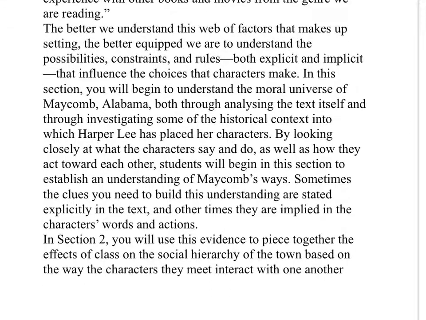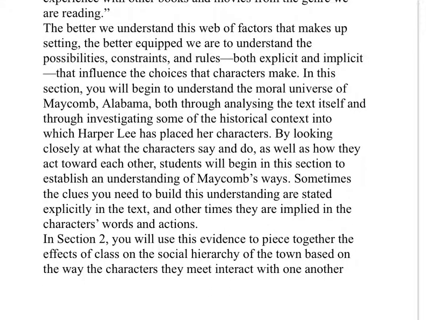In this section, you will begin to understand the moral universe of Maycomb, Alabama, both through analyzing the text itself and through investigating some of the historical context into which Harper Lee has placed her characters. By looking closely at what the characters say and do, as well as how they act towards each other, students will begin in this section to establish an understanding of Maycomb's ways. Sometimes the clues you need to build this understanding are stated explicitly in the text, and other times they are implied by the characters' words and actions.